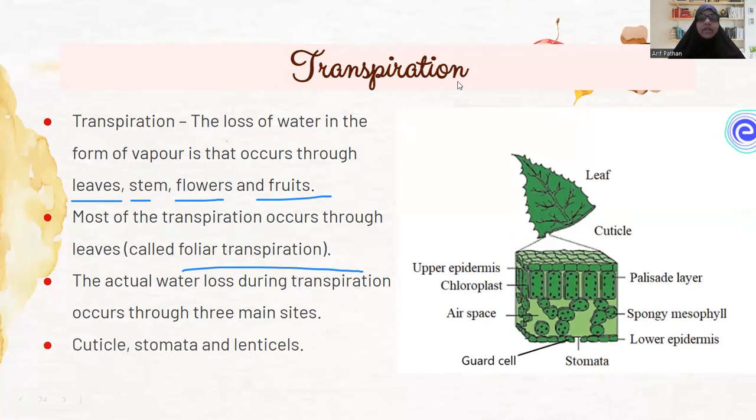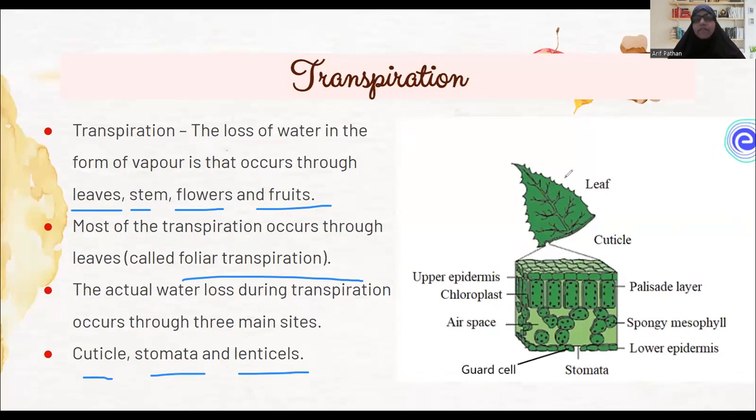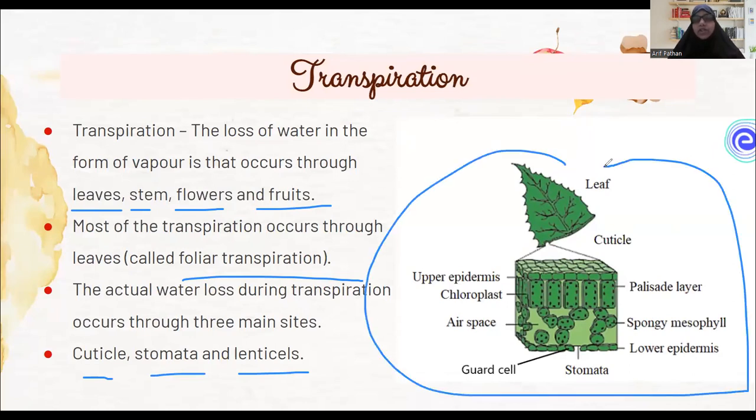Second is stomata. Third is lenticels. If you have a look at this leaf structure, just take this part and consider this. Just see the layers of it. The very first, upper layer is known as the cuticle, upper epidermis, then comes the chloroplast, then comes the mesophyll cells, then the lower epidermis, and then you have the stomata over here.